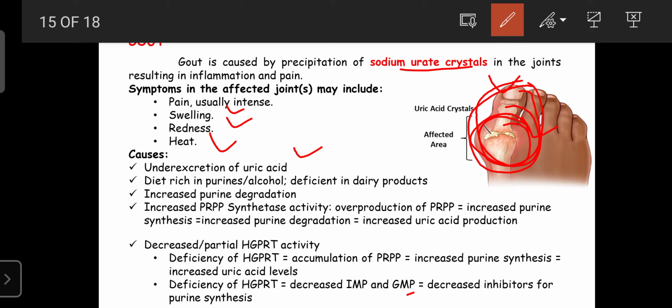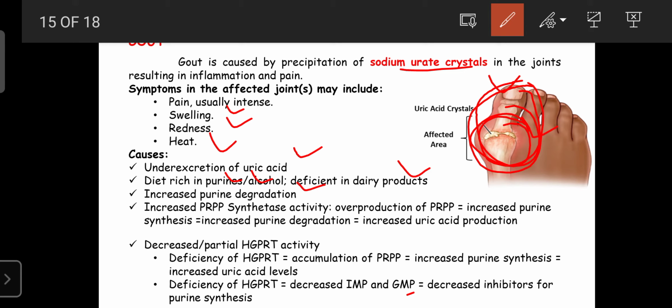Then second, a diet which is rich in purines or alcohol, or deficient in dairy products, is also responsible for causing gout. Another cause is increased purine degradation due to exposure to sunlight, UV rays, or certain chemicals, or by eating more pesticide-treated food, imported food, imported chocolates, imported ice creams, and we prefer pizza and so on, which contain certain chemicals. Those chemicals especially enhance the degradation of more and more purines.